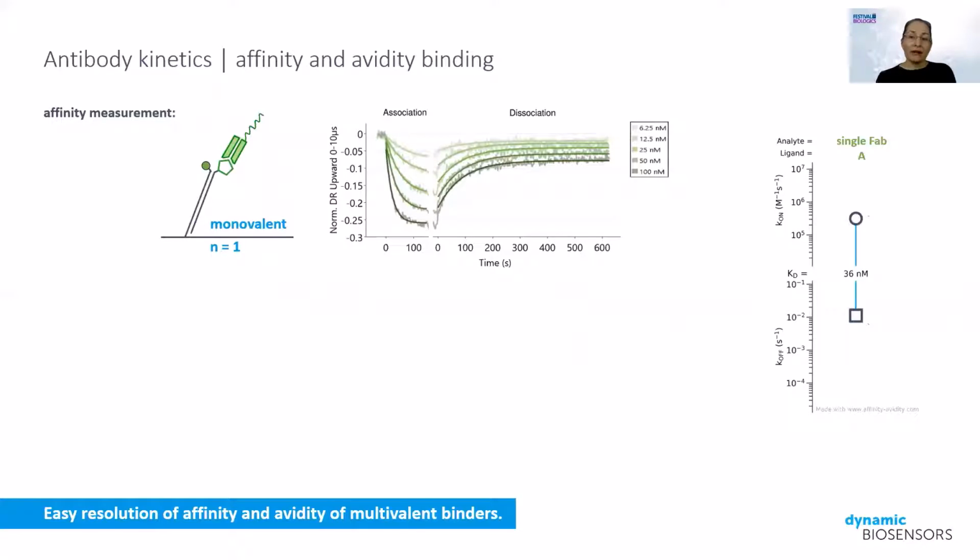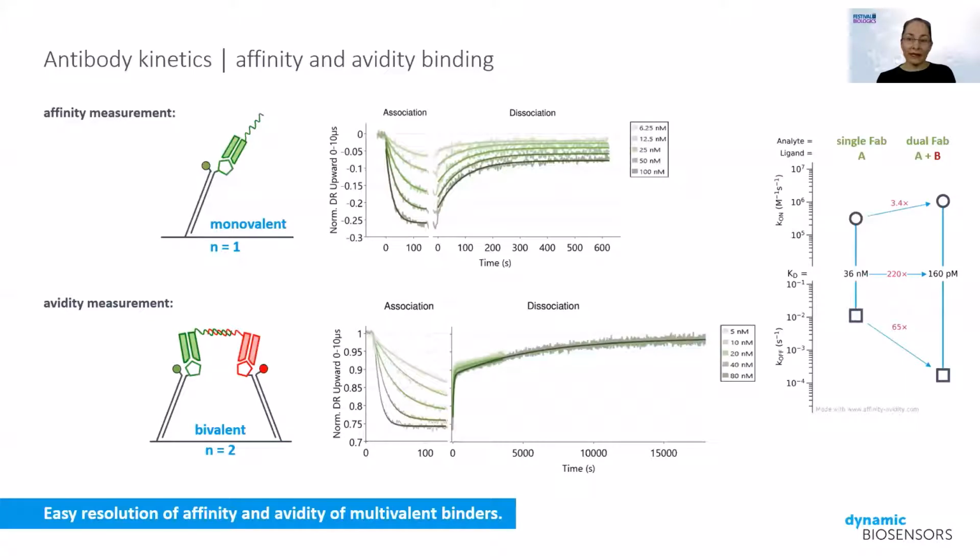By varying the antigen on the surface, we are able to resolve both affinity as well as avidity of a binder. In this example, you can first see the recorded on and off rates of a monovalent Fab fragment against its antigen, which resulted in a 2-digit nanomolar affinity.